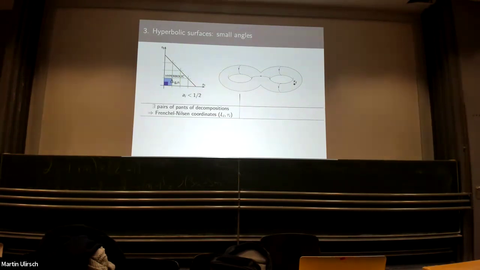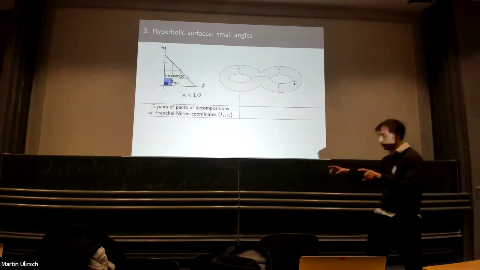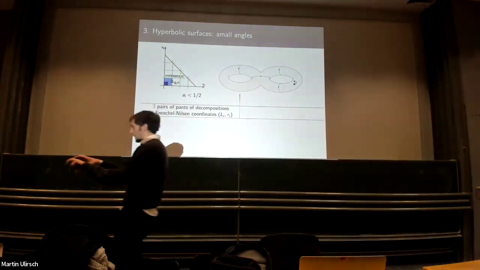Then the first coordinate that I need to define is L, the length of this geodesic, for all of these curves in the pair of pants decomposition. So the first part of the coordinate is L, just the length of this curve if I take the unique representative, which is geodesic. The second parameter is tau. Tau is what? Unfortunately I didn't draw it, but I will just explain quickly.